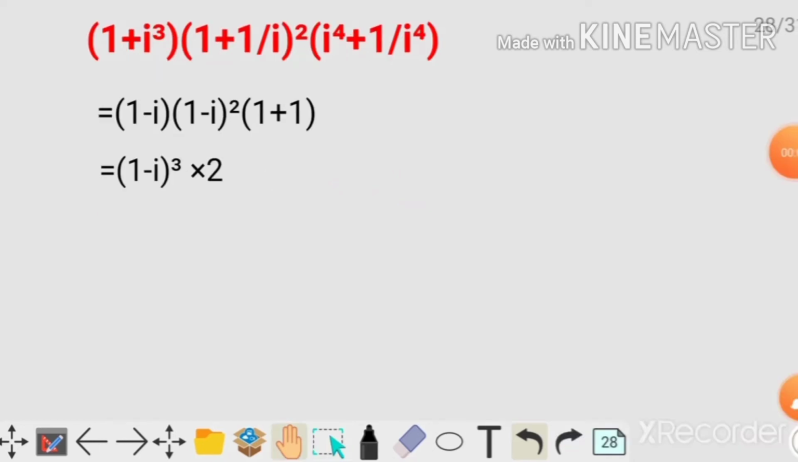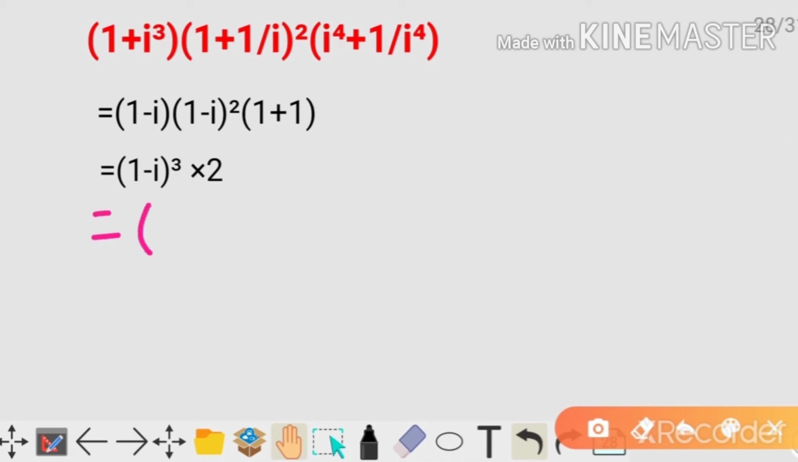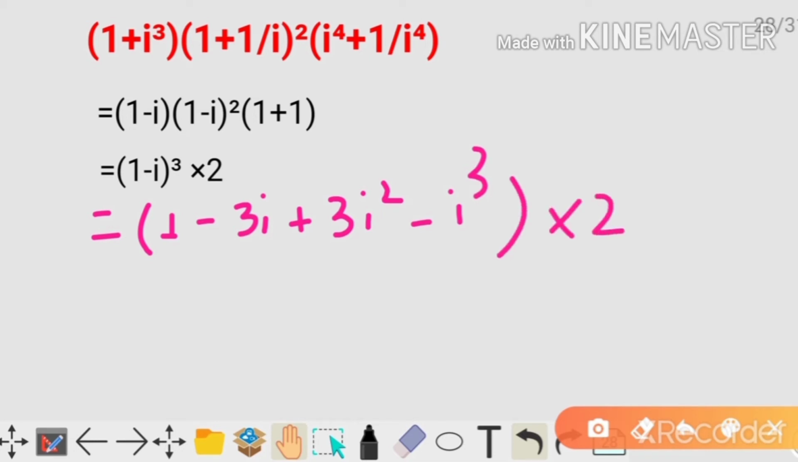Okay, now we'll write the third step. So we'll put the formula of a minus b its whole cube. So here we can get 1 minus 3i plus 3i square minus i cube, into 2.